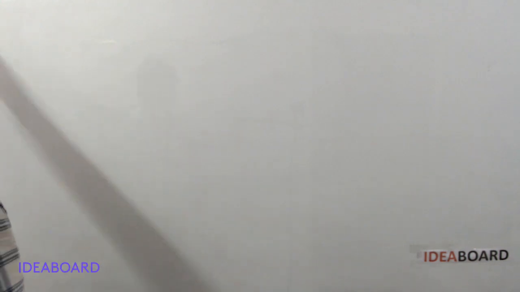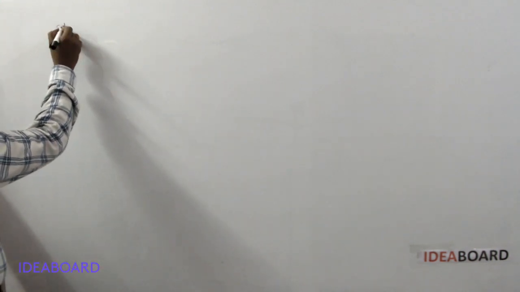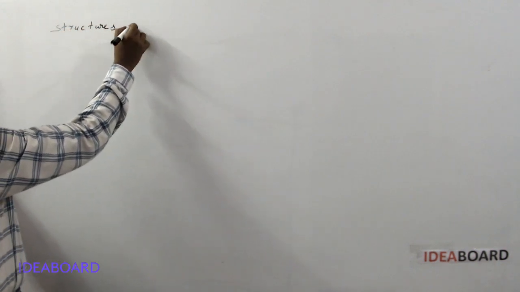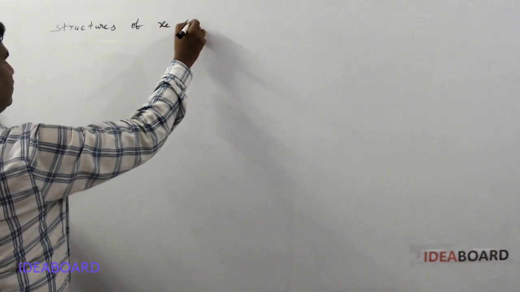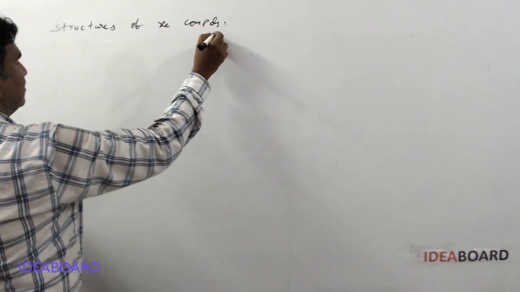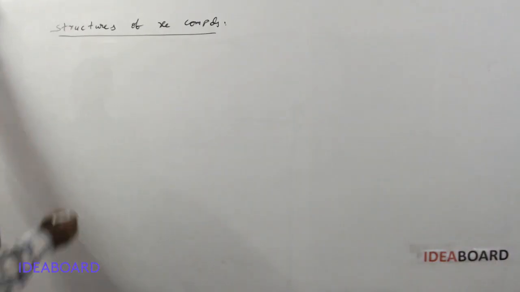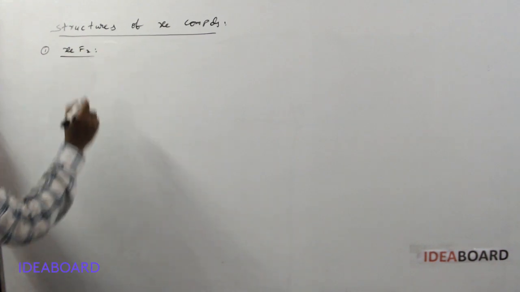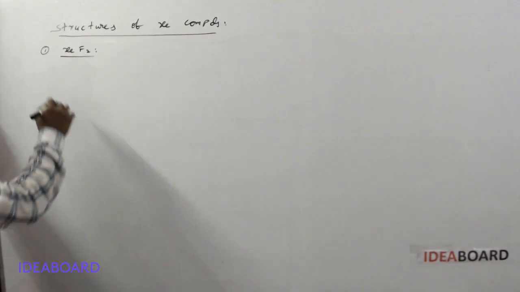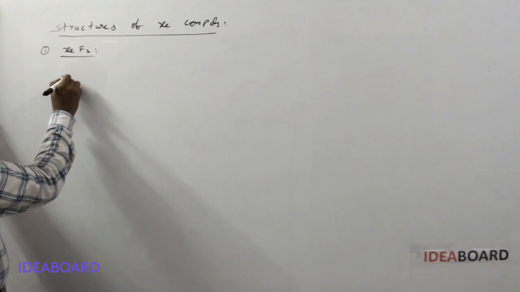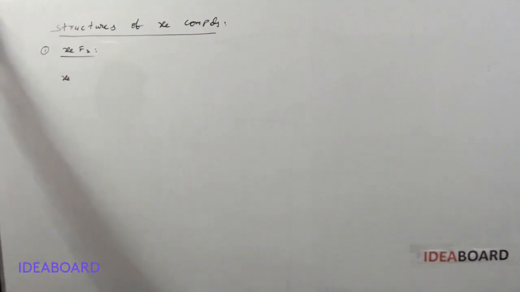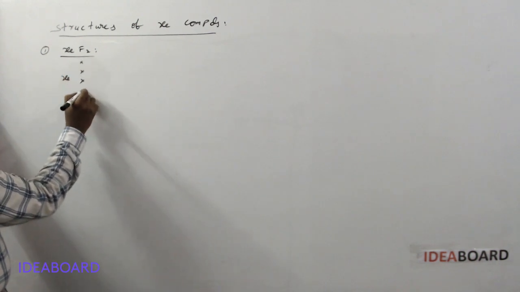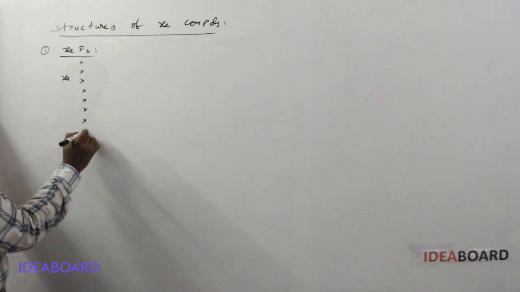Next, about structures of xenon compounds. If you are taking the structure of xenon compounds, first we will see the fluorides, XeF2. What is the hybridization of xenon in xenon difluoride? Here, the valence shell of xenon contains 8 electrons. To get the hybridization, I will give a trick. Write the 8 electrons: 1, 2, 3, 4, 5, 6, 7, 8.